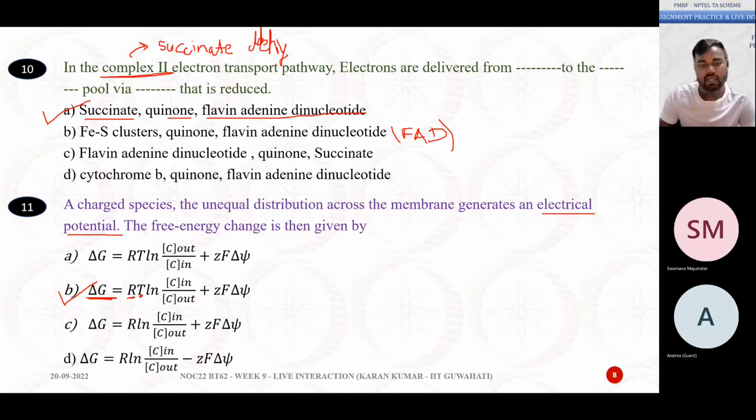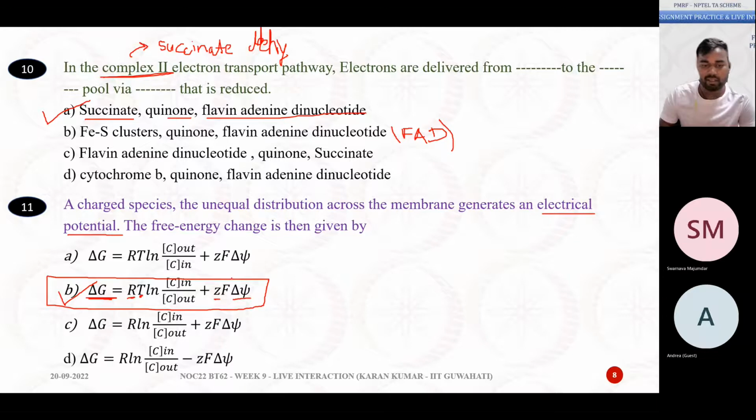that particular ion, and concentration out, that is the concentration outside the membrane, plus Z is the charge on that particular ion. Then F stands for the Faraday constant, and delta psi is nothing but the electrical potential. So this is the governing equation to calculate the free energy change if there is an unequal distribution of the charges across the membrane. Okay, so remember this equation and it will be helpful for your assignment practice.